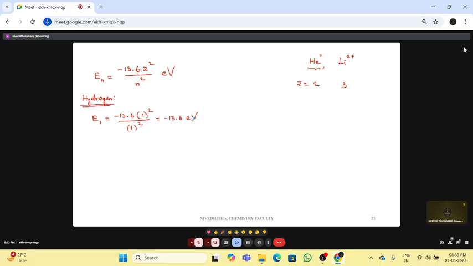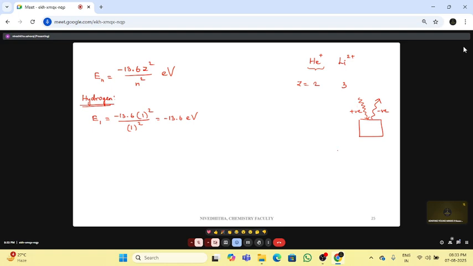Why does it have to be in negative sign? It gives out energy. Very good, Kanna. Whenever the system is losing its energy, the quantity will be represented with a negative sign. Whenever we are supplying energy to the system, it will be positive, right?